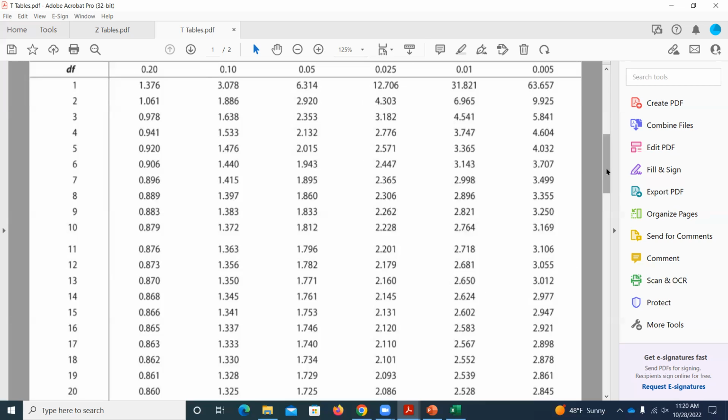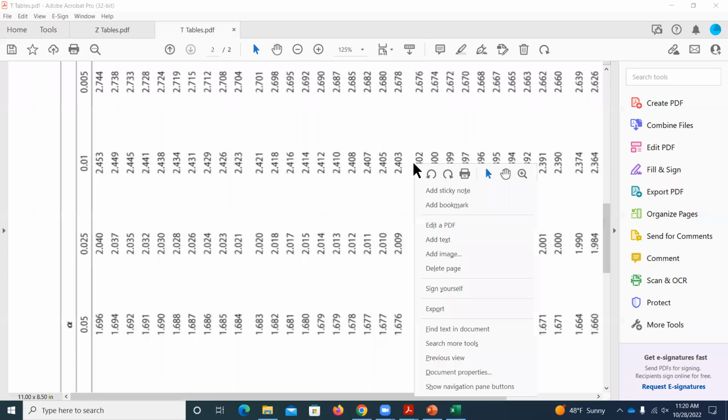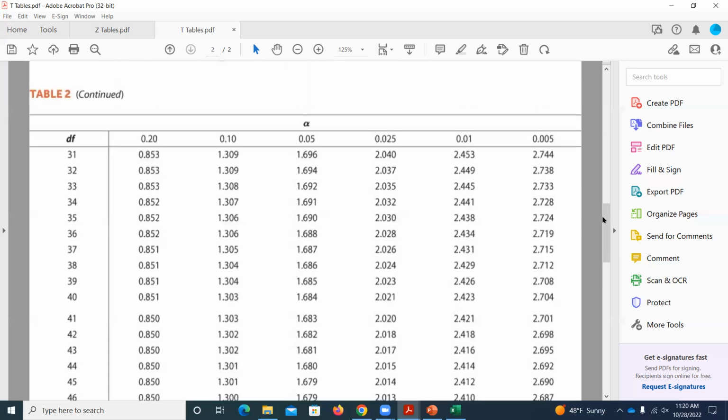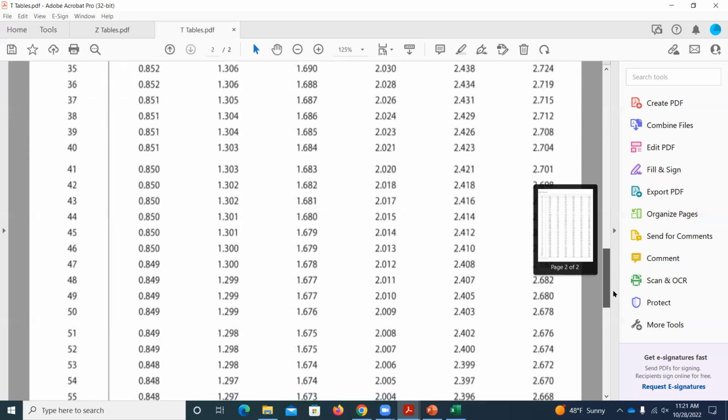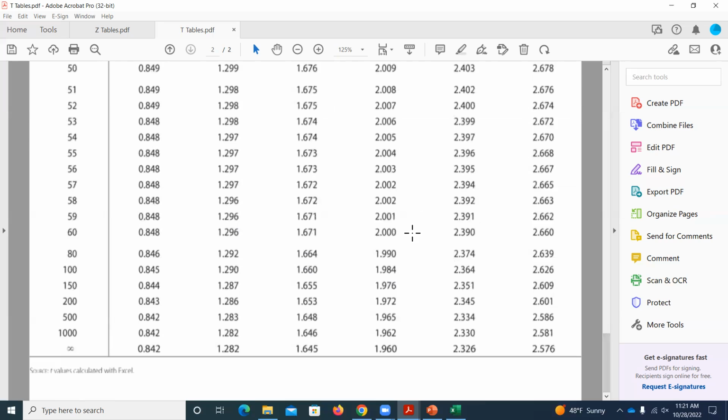In fact, if I go oops, I forgot I have to rotate this one too. So there's 2 pages to this. So if I keep going all the way down, notice that if I could get a degrees of freedom of infinity, which is theoretical, right? If my sample size is n-1, infinity minus 1 is still infinity. But it's kind of a weird thing to think about.